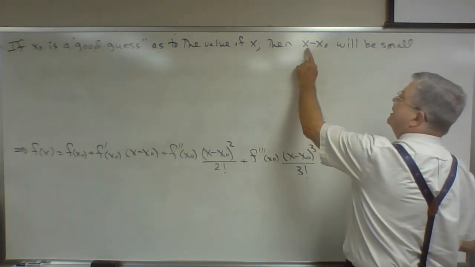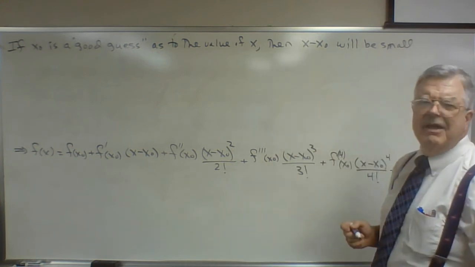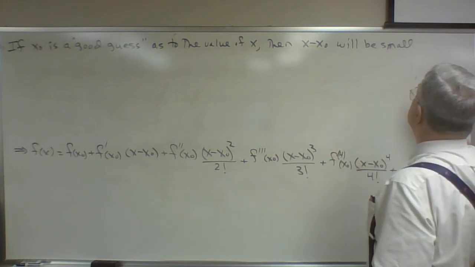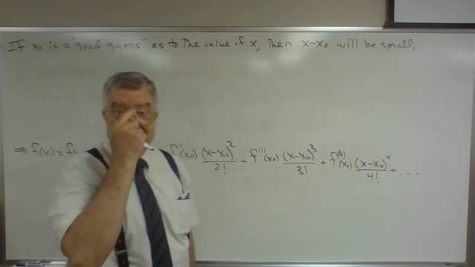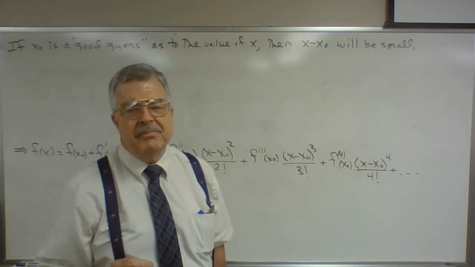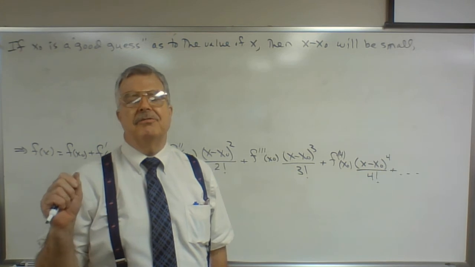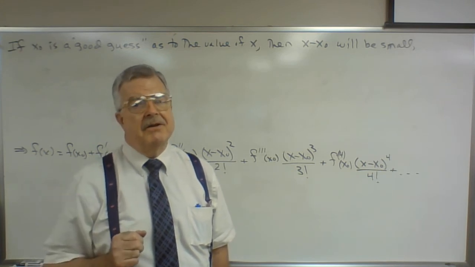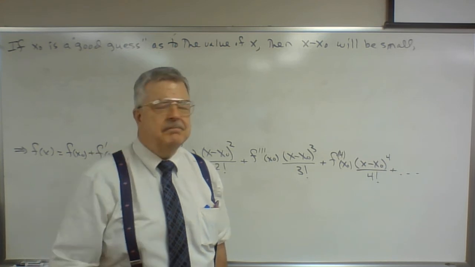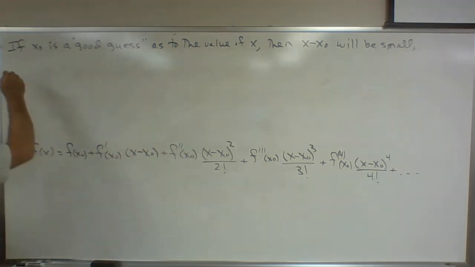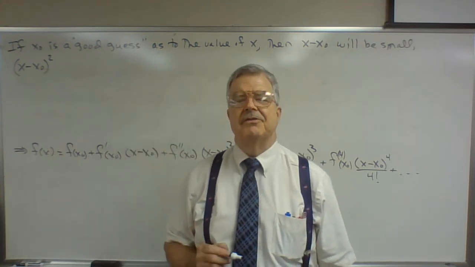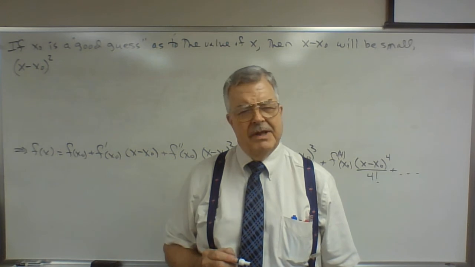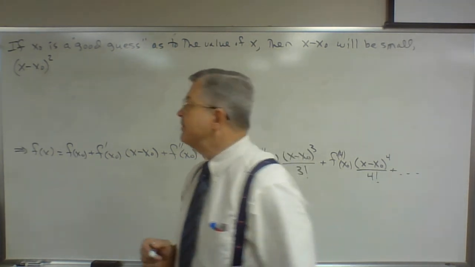If x naught is a good guess as to the value of x, they're going to be close together, so x minus x naught will be small. Less than 1, definitely. So what happens if we take something small, less than 1 in magnitude, and we square it? If we take something whose magnitude is less than 1 and square it, don't we get something even smaller in magnitude?